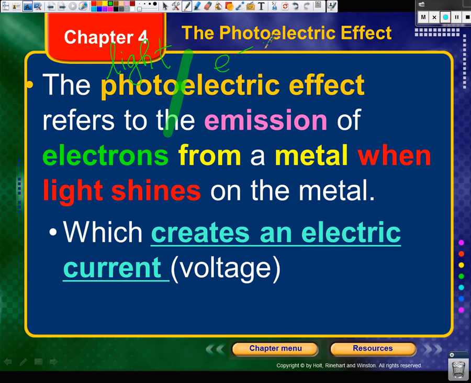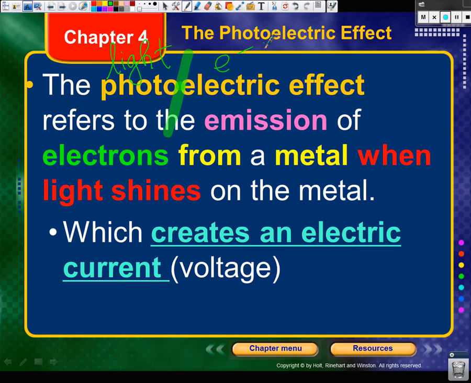So here's what the photoelectric effect is. You know what effect means, cause and effect. The photoelectric effect is the effect that light has on what? Thank you. So let's read this again. The photoelectric effect is the effect that light has on an electron. So what does it do? What does it make? What makes it happen?